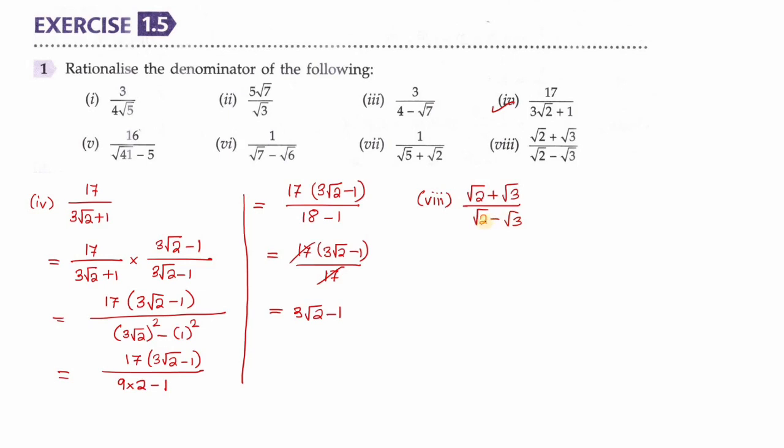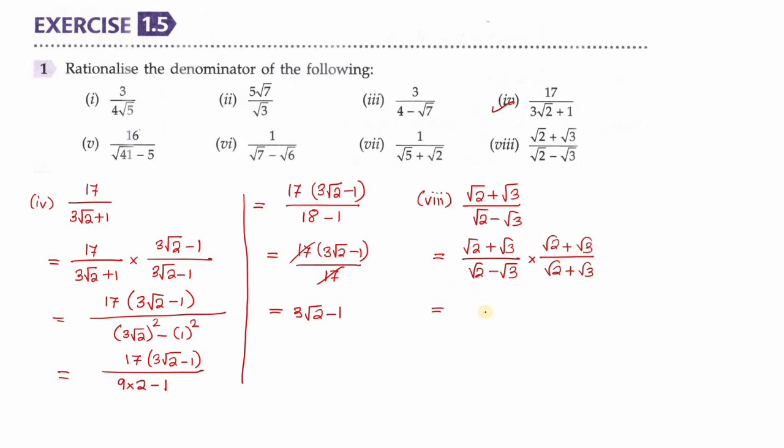So you will look at the denominator. So you have a minus b. We will multiply it by a plus b. So you have root 2 plus root 3 by root 2 minus root 3. So let's multiply by a plus b, that is root 2 plus root 3, root 2 plus root 3.